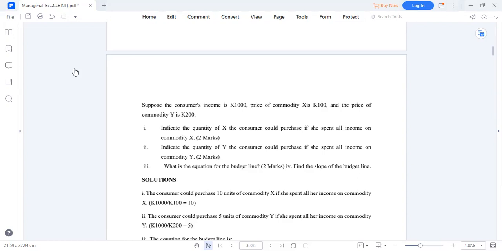Let me just beam in the actual exam paper, so you see that the question will be coming from there. So the next question is giving us, suppose the income is 1,000 and the price of X is 100 and the price of Y is 200. So just to give you a prototype, if you have an income of 100, you have your price of X as 2 kwacha and price of Y as 5 kwacha.